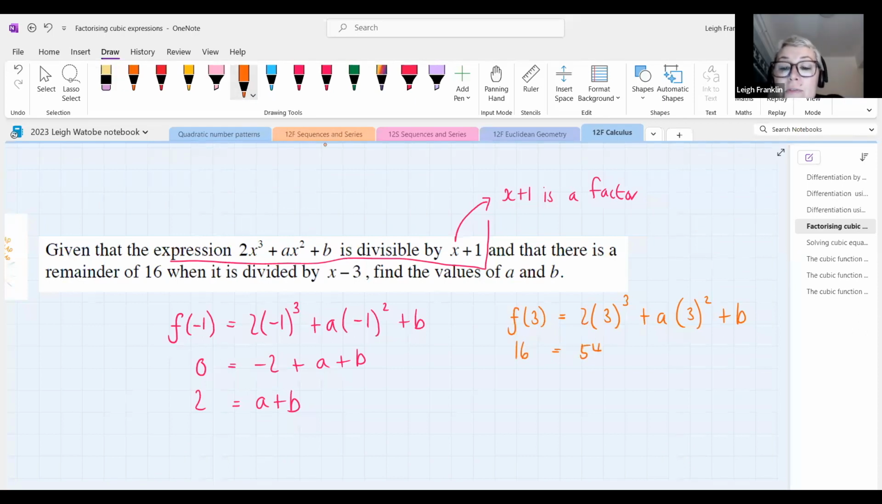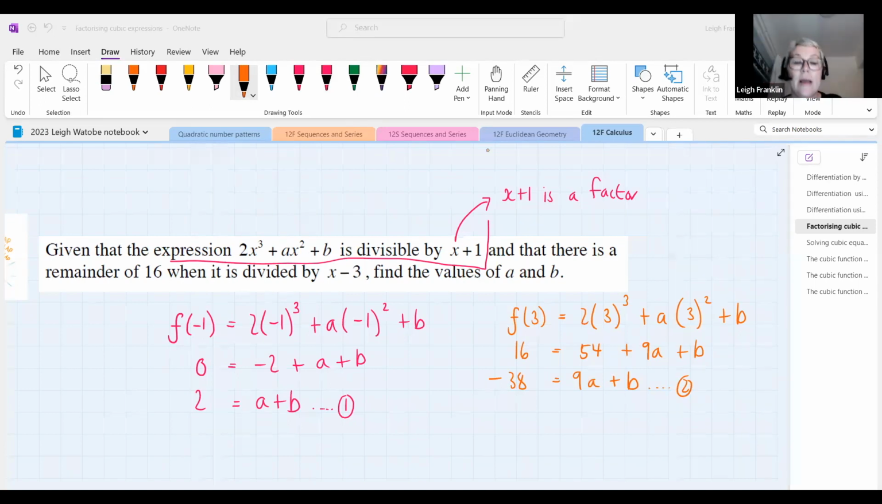Okay, very nice. So that's going to give us 54 plus 9a plus b. And if we collect things together and take that 54 over to the other side, we would end up with negative 38 on the left, 9a plus b on the right-hand side. So this, courtesy of Leanne, is equation number 1. And this, courtesy of Lucinda, is equation number 2.